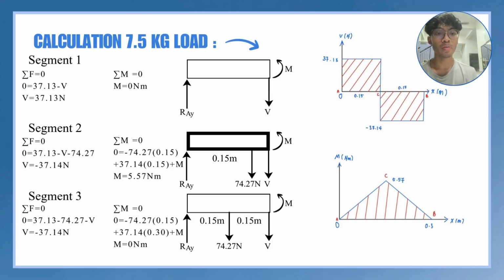And at segment 2, we will have V equal to negative 37.14 and the M we will have 5.57 Newton meter, which is the maximum bending moment. And at segment 3, we will have negative 37.14 Newton for the V and the M is 0 Newton meter. So for the graph, the maximum bending moment is 5.57 Newton meter.